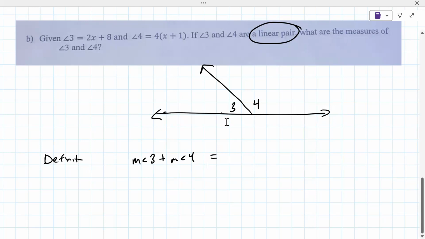What degrees are there? 90. So half of that. Half of 360. There are 360 degrees in a total circle. 180. So a straight line: this and this are going to add up to 180, wherever you put that angle.